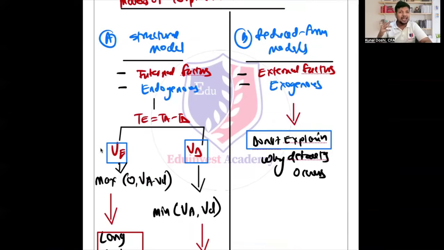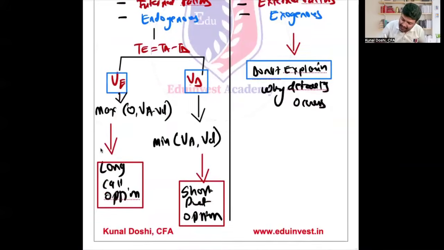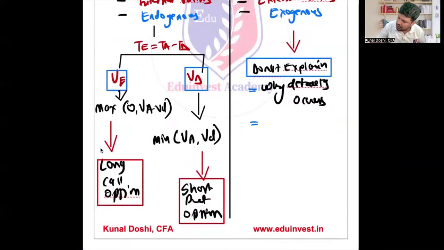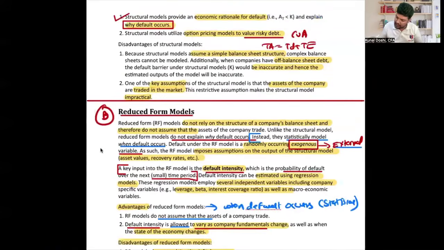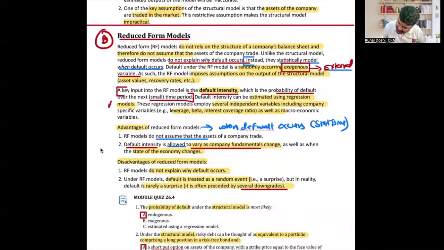There's no calculation in it, right? They are exogenous, because of outside factors. They basically focus on the default intensity, so they are statistical in nature. They focus on default intensity, the impact of the default. They don't tell us why the default will happen, but they tell us how much the impact is going to be. The disadvantage is that they don't explain why the default will happen.